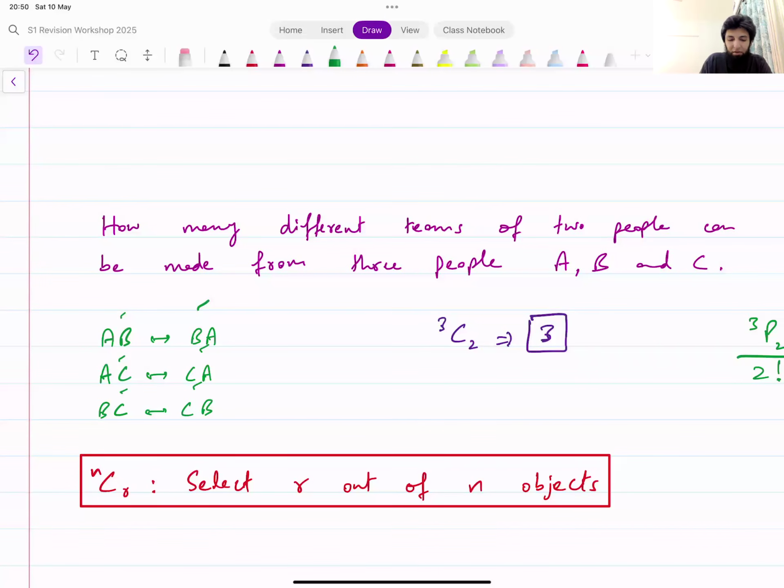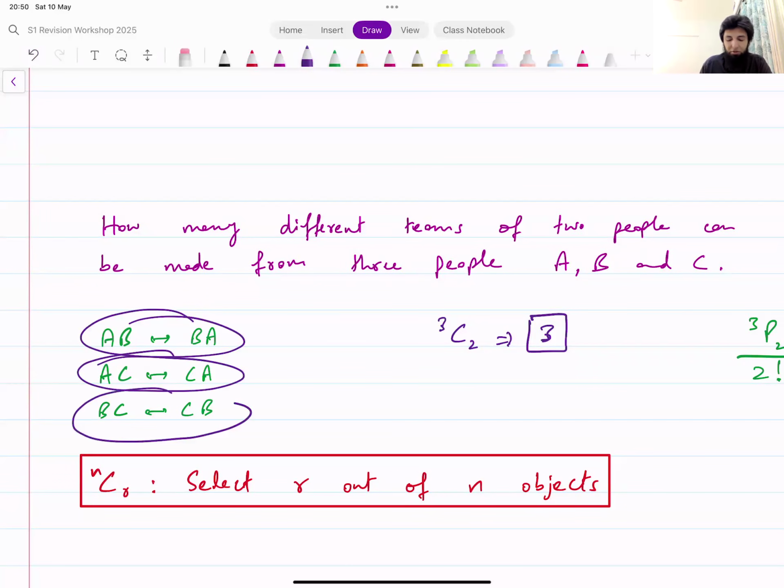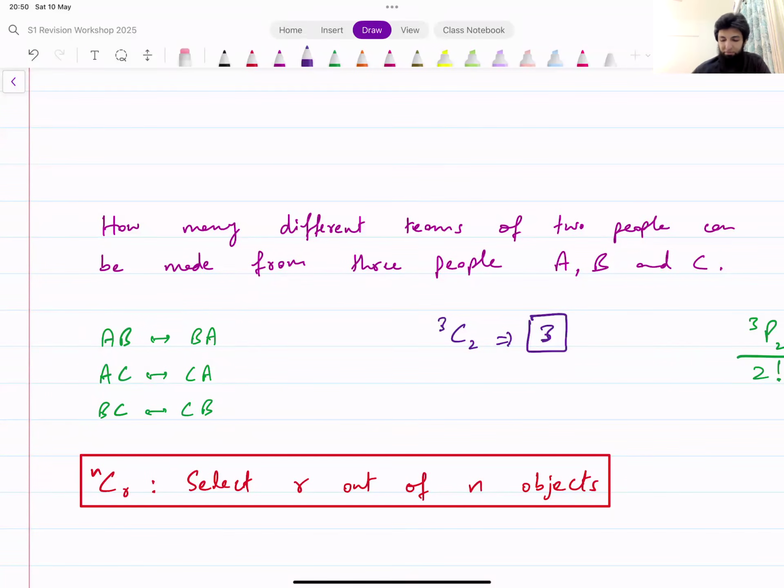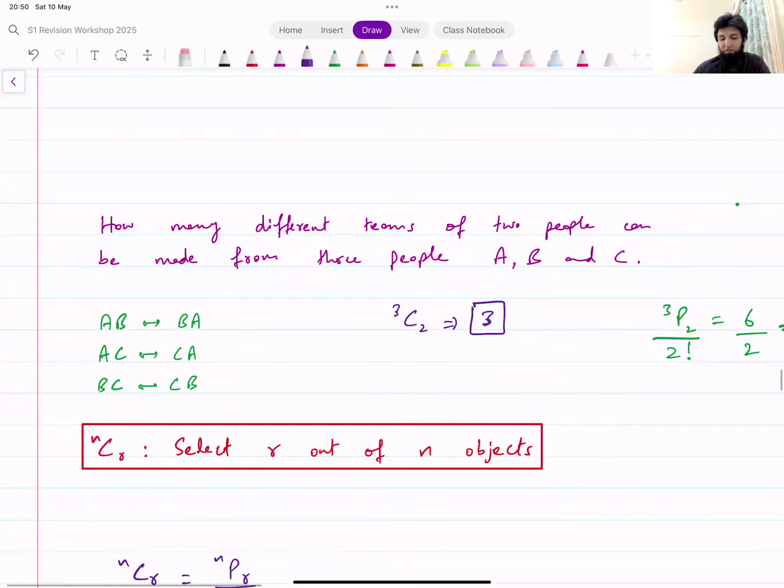But when you're selecting objects, the order does not matter. So these 2 are going to be the same. These 2 are going to be the same. These 2 are also going to be the same. So in combinations, you only have these 3 cases. There are 3 different possible selections that we've got for this. So for that, we do 3C2 like this.